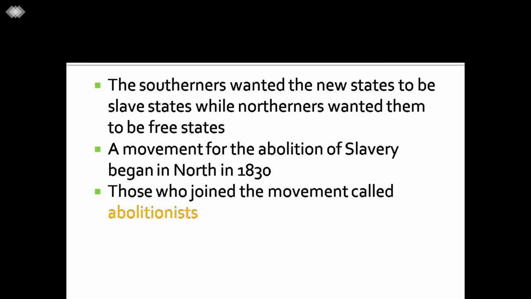The Southerners, the people who belonged to southern states, wanted the new states to be slave states, while the Northerners, that is, the people who belonged to the northern states, wanted them to be free states. A movement for the abolition of slavery began in the North and gained strength around 1830. Those who joined this movement were called abolitionists.